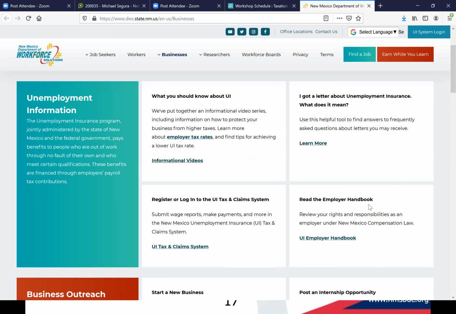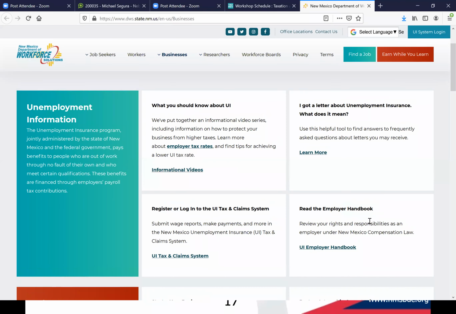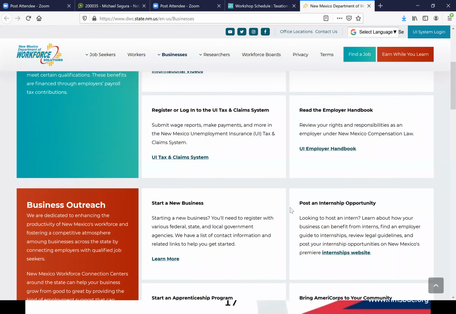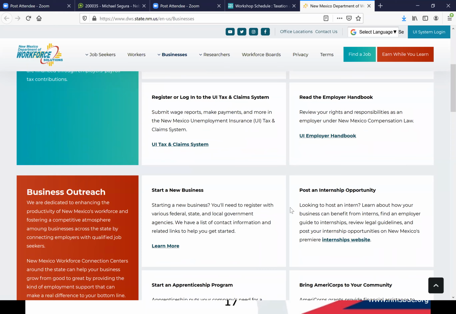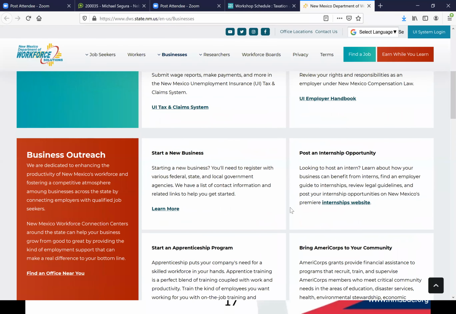They have an employer handbook that's like 60 pages long. Take a look at that, especially if you're going to be an employer. They have information about unemployment insurance. What does it mean? Do I need any? They have information about workers' comp insurance, but you could get that from an independent insurance broker as well.